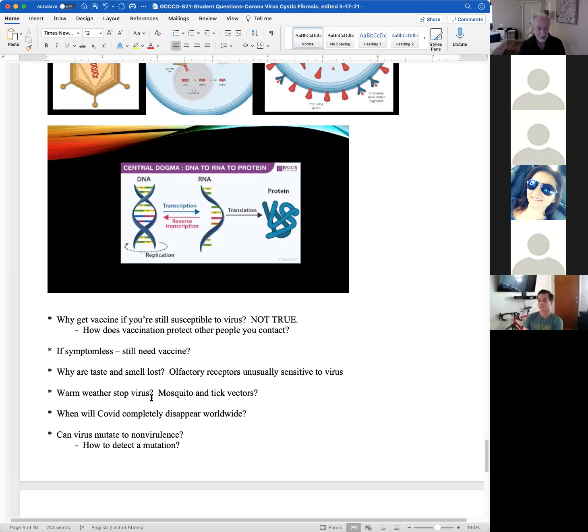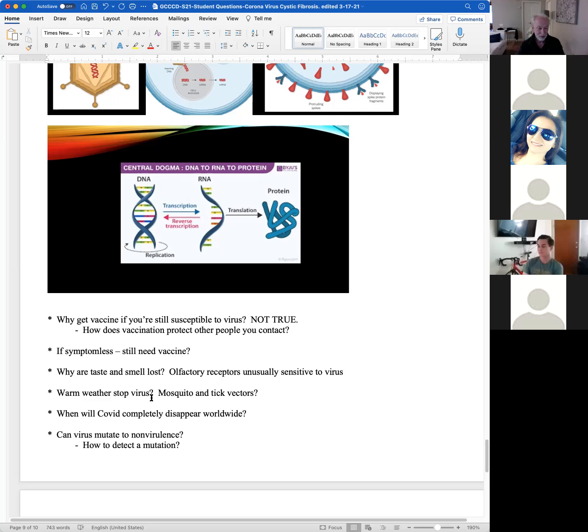Can a virus mutate to non-virulence? This is an interesting question. Think about that. How would you know? It would be propagating in somebody's body, causing no symptoms. So if a virus doesn't cause any symptoms, it would be hard to recognize it as a new mutation. How to detect a mutation? Sequence the DNA or RNA.